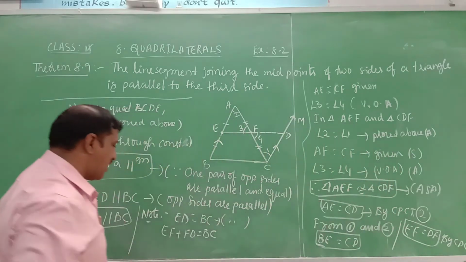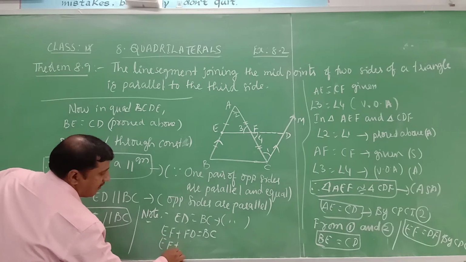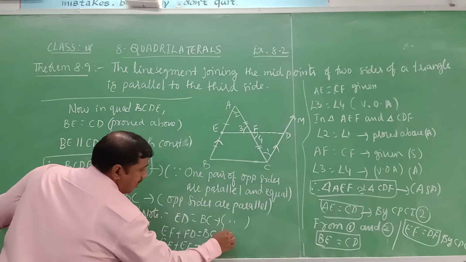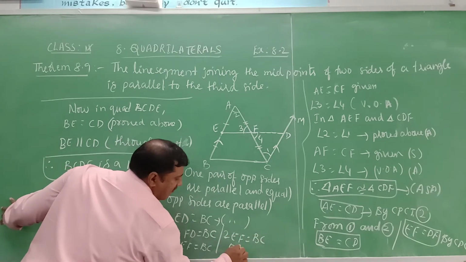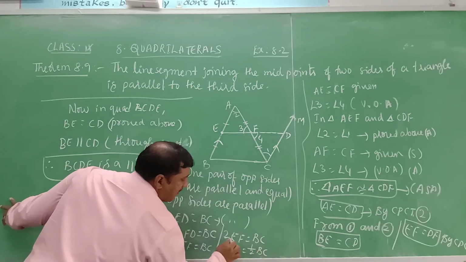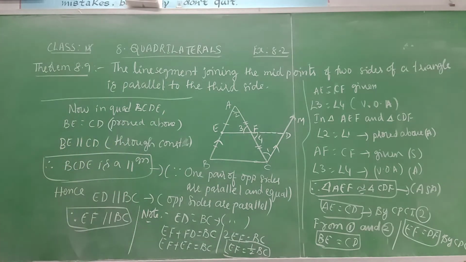That identity we are using. Therefore, EF plus FD both are equal. EF plus EF is equal to BC. 2EF is equal to BC. Now EF is equal to what? Half of BC, by transposing 2 to the RHS and dividing. EF is equal to half of BC.